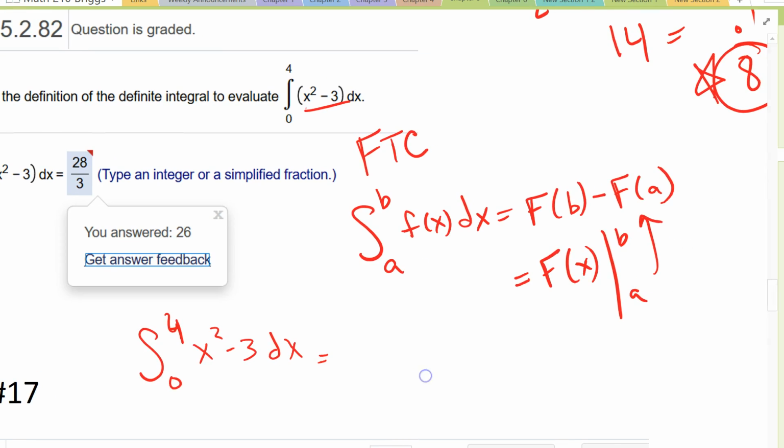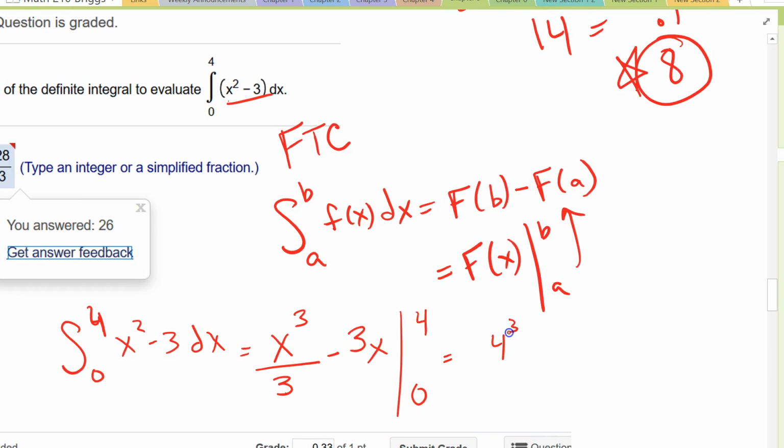So I have to find the antiderivative. I need a function where I take the derivative of the function and get x squared. You can use the power rule, and that's going to be, I'm going to add a power and then divide by that power. So if I take the derivative of x cubed divided by 3, I would have 3x squared over 3, and the 3's would cancel, and I'd be left with x squared. So I have x cubed over 3 minus the integral of 3, which would be 3x. And I evaluate that at the upper bound of 4 minus the lower bound of 0.